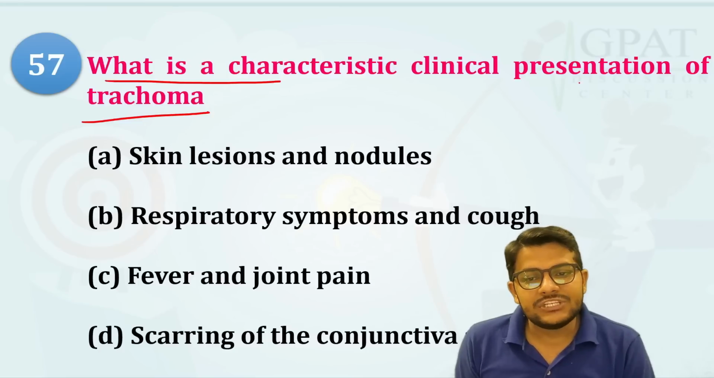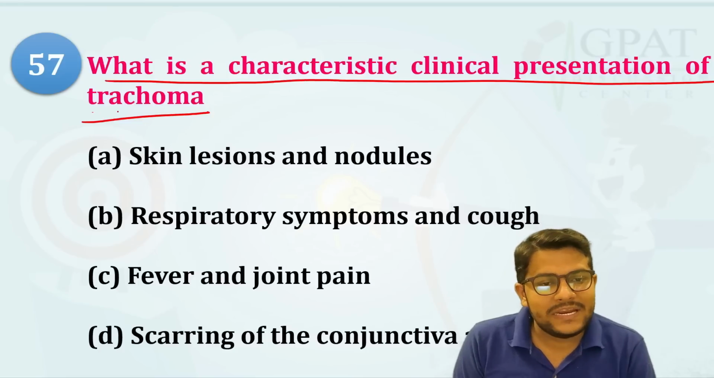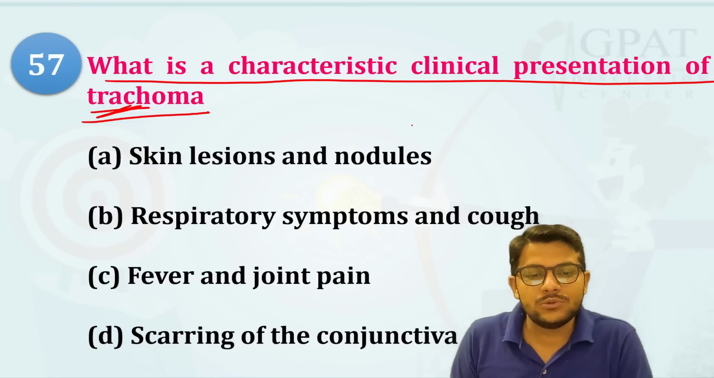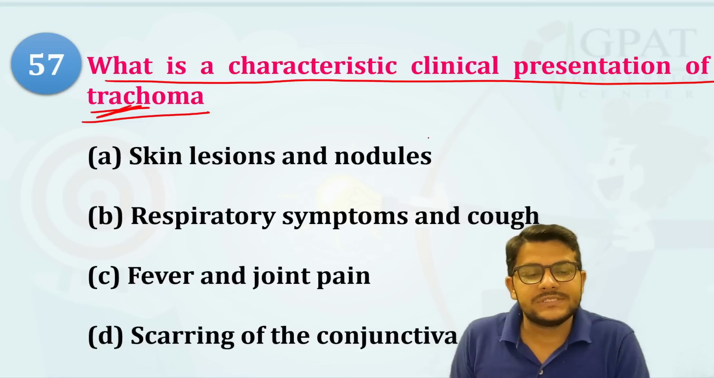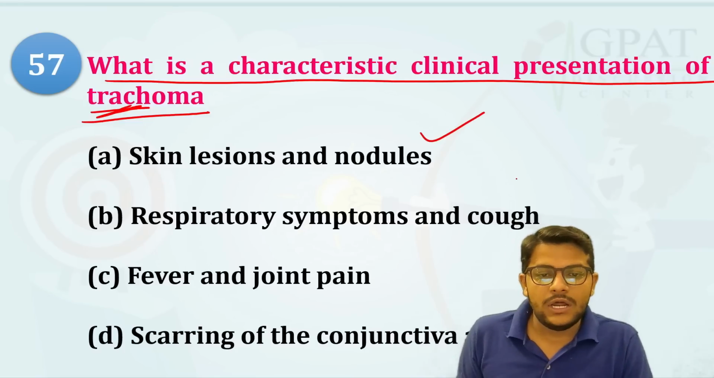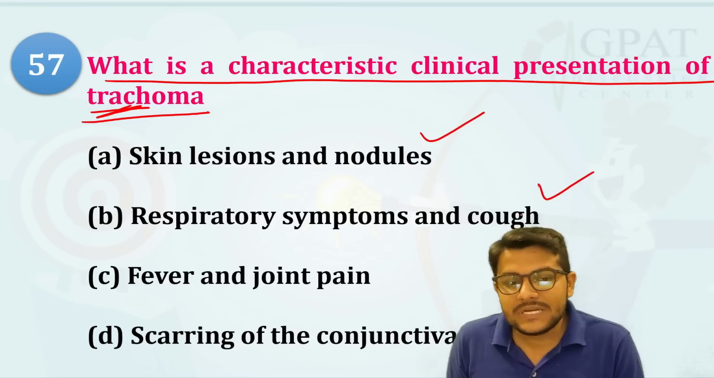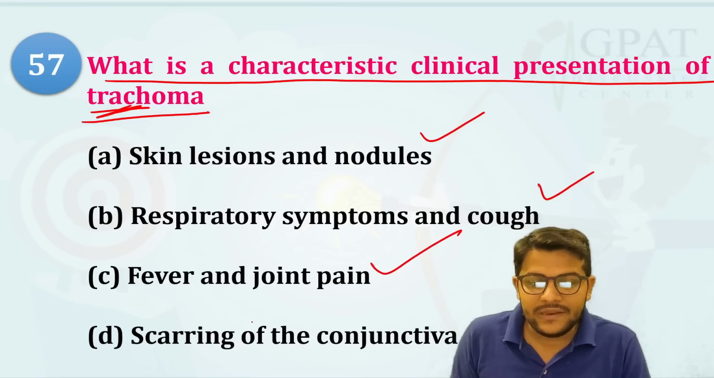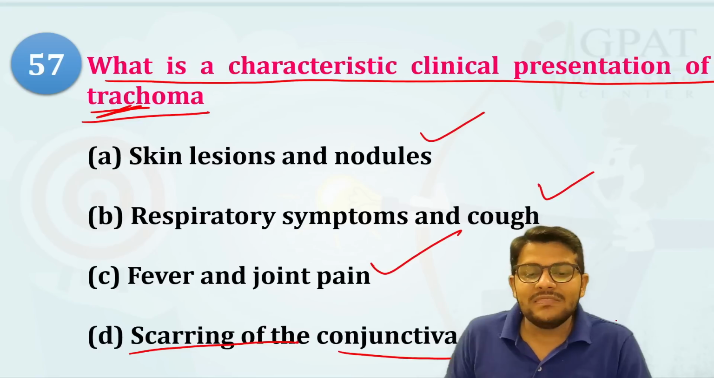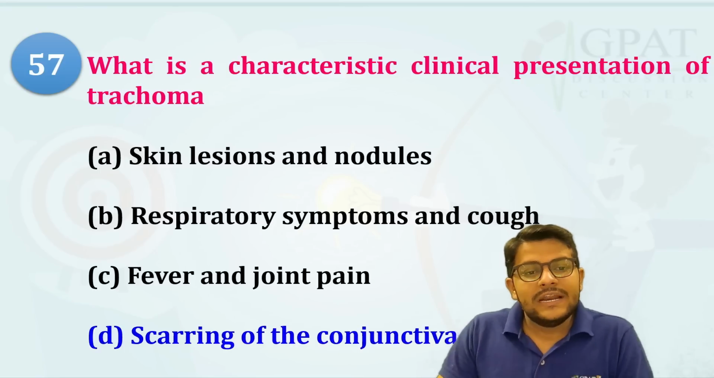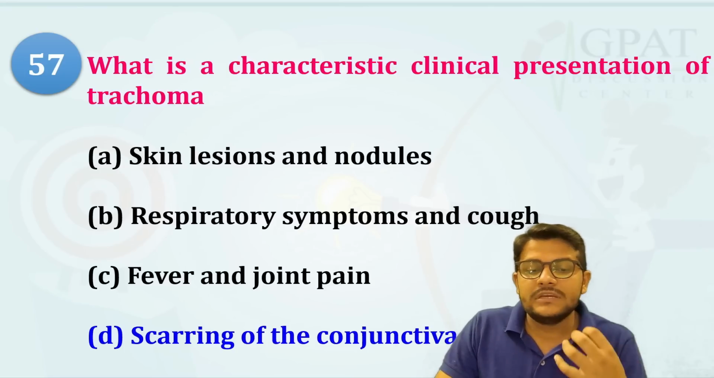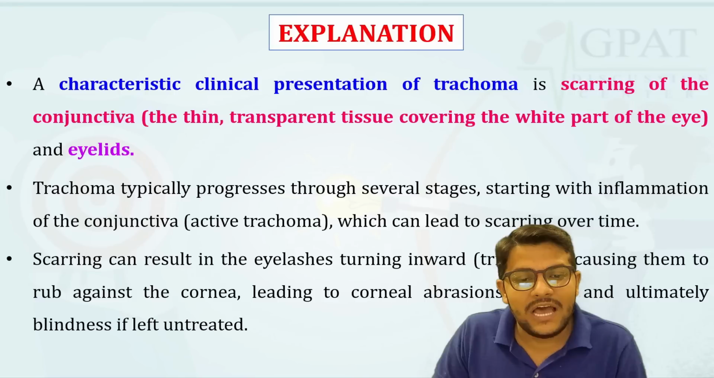Clinical presentation of trachoma. As the name indicates, trachoma means somehow it is leading to trachomosis. For options, we have skin lesions and nodules, respiratory symptoms and cough, fever and joint pain. Next you have the scarring of the conjunctiva and the eyelids. So trachoma has the clinical presentation of scarring of the conjunctiva as well as the eyelid.